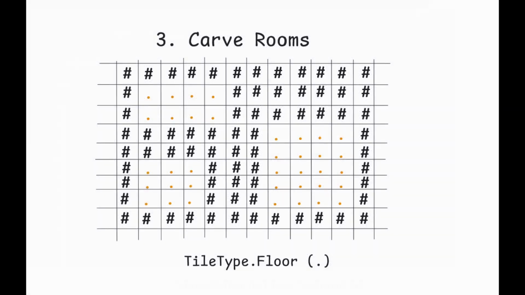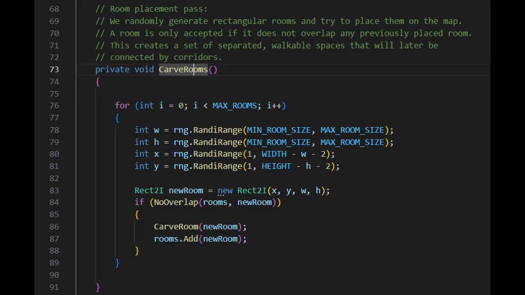Next, we carve rooms inside the walls. The room carving is probably the most complex bit of our algorithm. Make sure to take your time, and you can always check out the source code in the description for details.